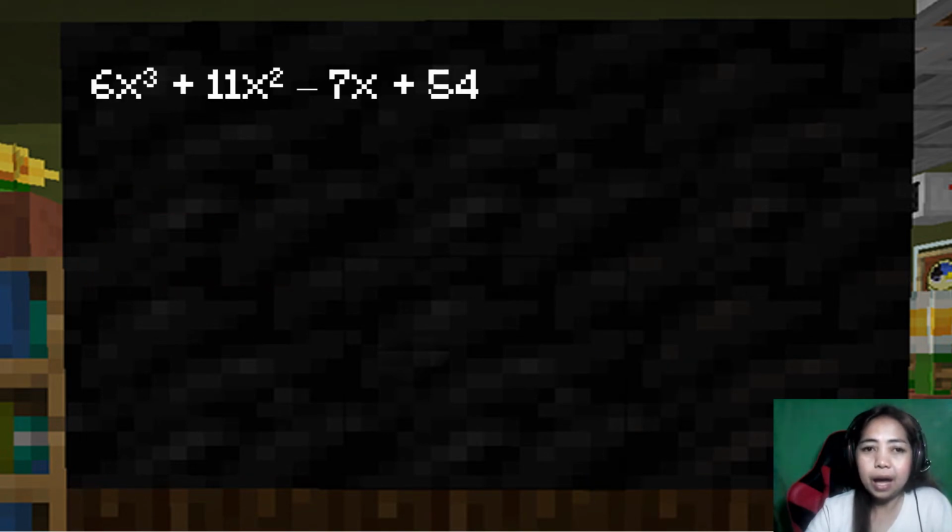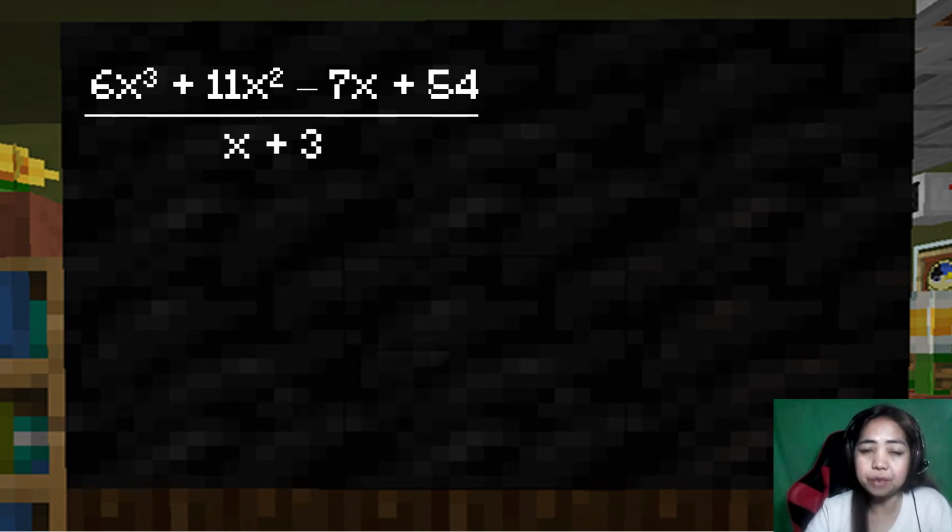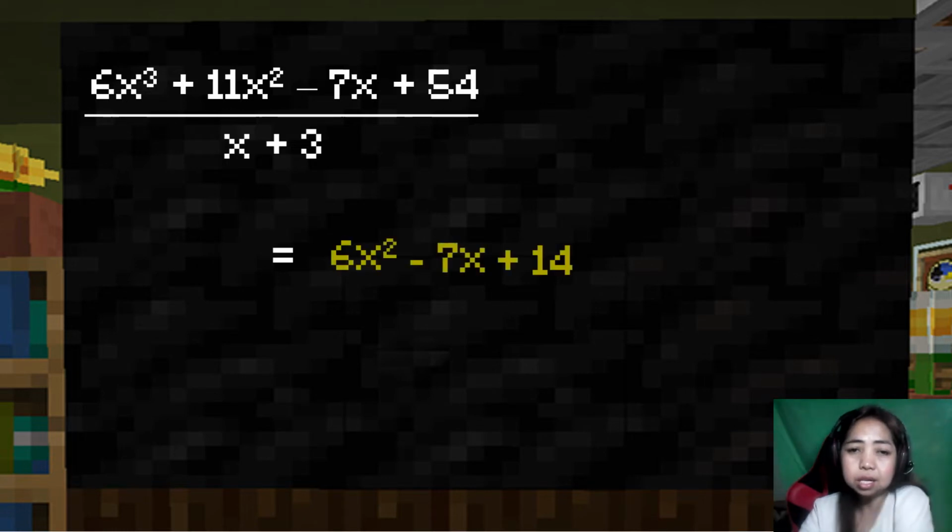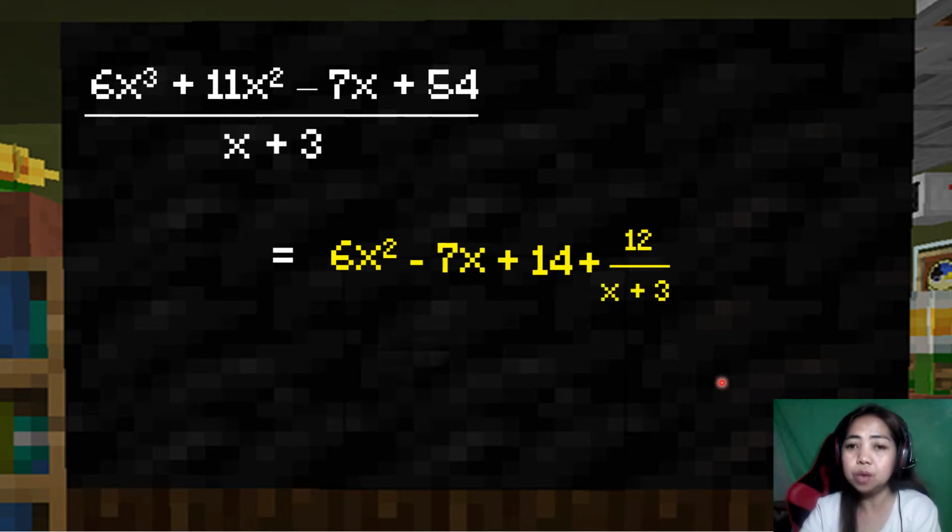So we have 6x cubed plus 11x squared minus 7x plus 54 divided by x plus 3 is equal to 6x squared minus 7x plus 14, at yung ating remainder, we will write it as 12 over kung ano man yung ating divisor. So 12 over x plus 3.